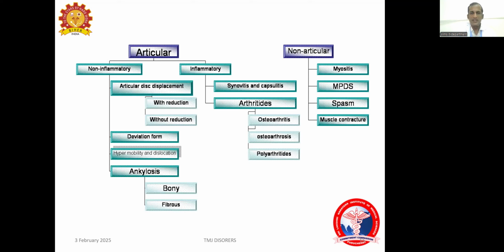Most of the defects that are associated with muscle are restricted jaw movements. The patient can't open his mouth, or there can be muscular spasm or muscle contracture. That is with the non-articular type of TMD. The articular type of TMD is with the problem that is arising in the capsule or the articular disc.